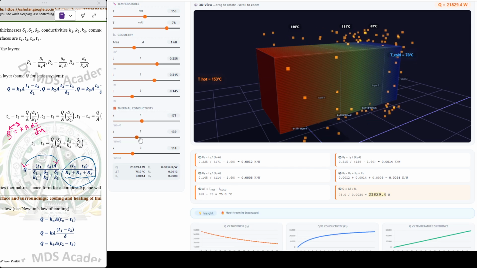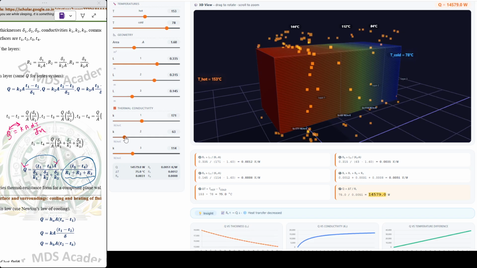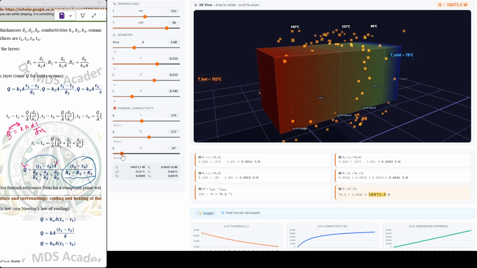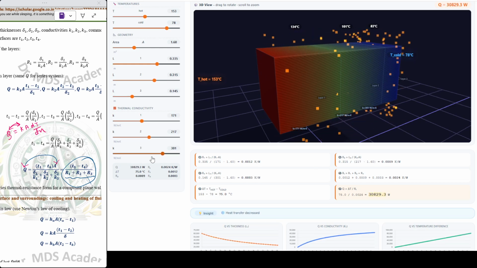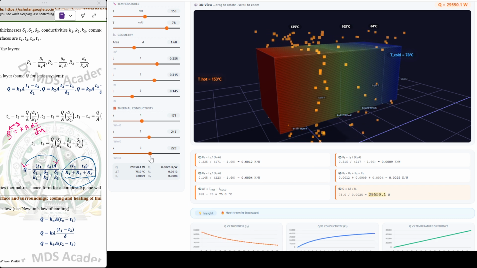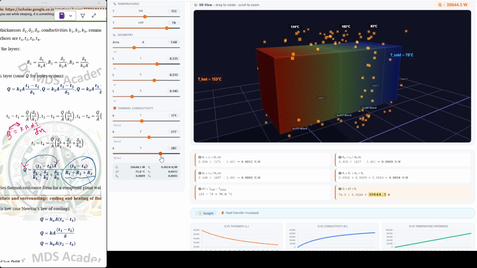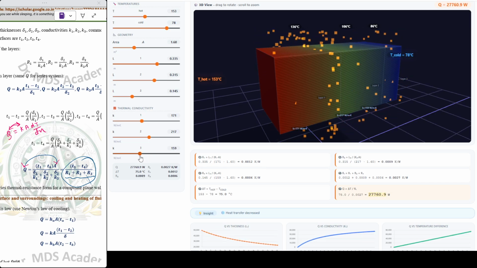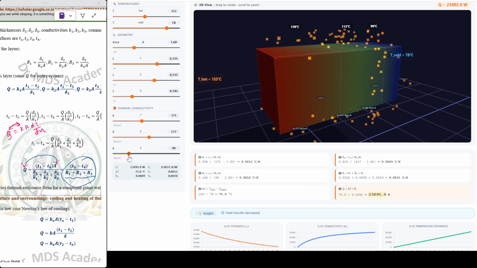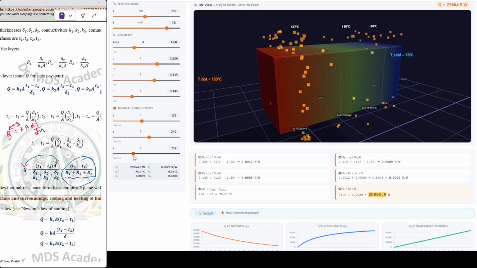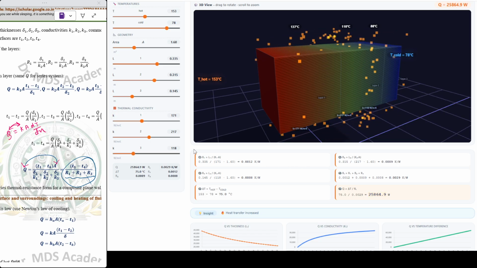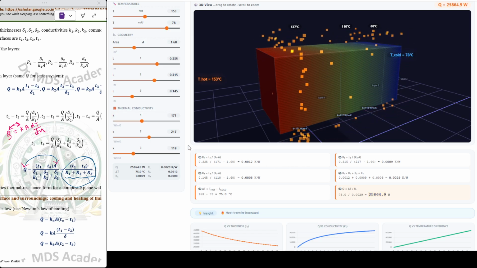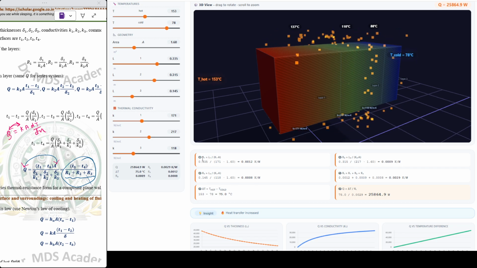Similarly, you can play with K2 also. You can alter the value of K3 also. Just increase the K3 value, and the Q heat flow rate is increasing. Decrease the K value, and the Q value is decreasing. So this is how the different variables affect the heat flow rate.